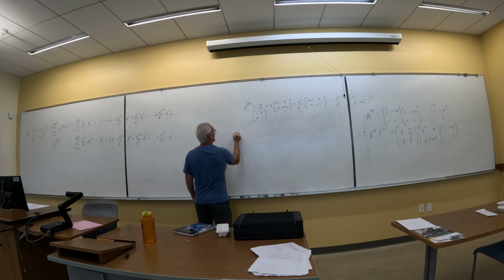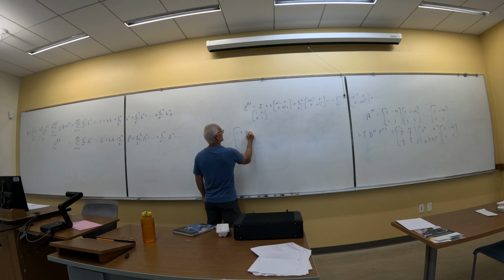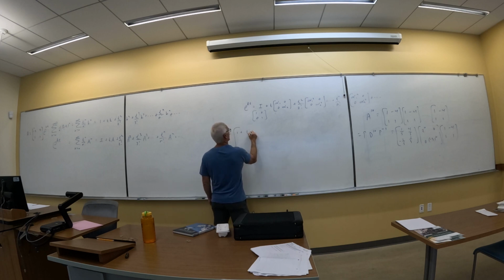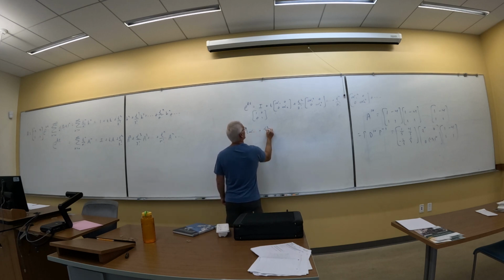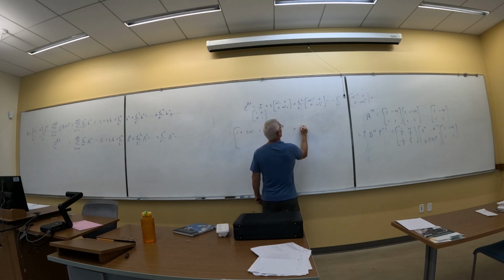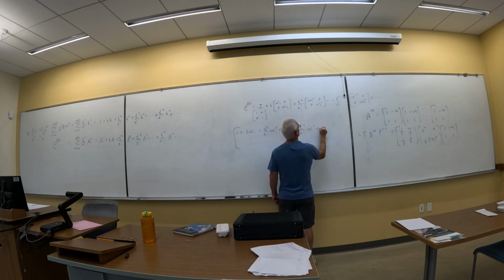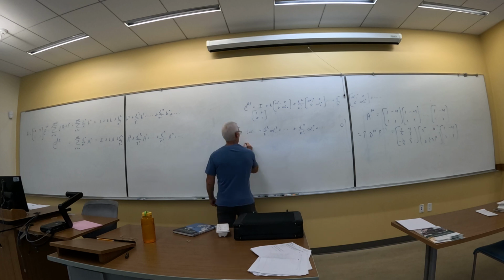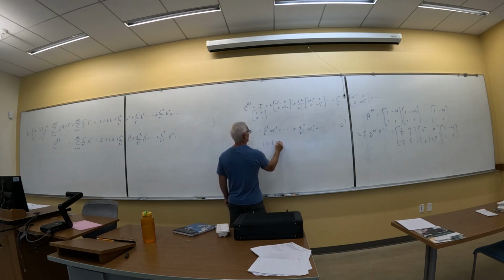So can I write this then as 1 plus lambda 1 t plus, or actually, I'm sorry, I'll put the t's in front. That's the way I have it written. T lambda 1 plus t squared over 2 factorial lambda 1 squared, and eventually t to the n over n factorial lambda 1 to the n forever and ever and ever. Comma zero, and then over here I'm going to have something really similar.